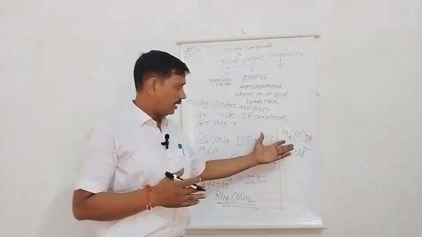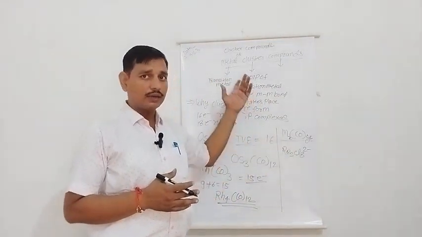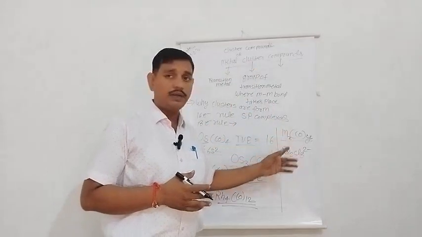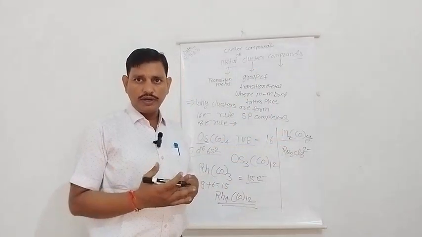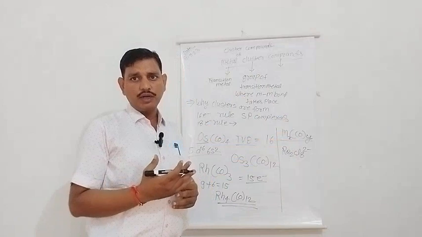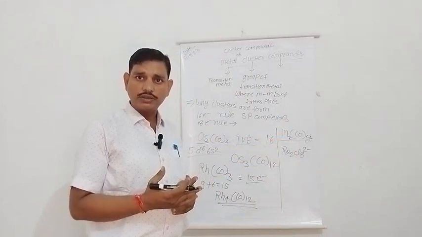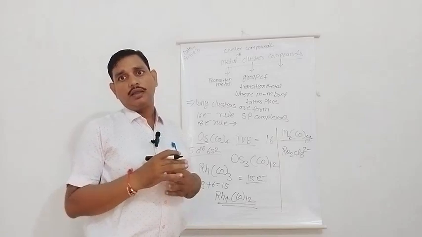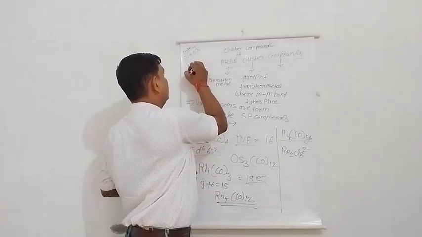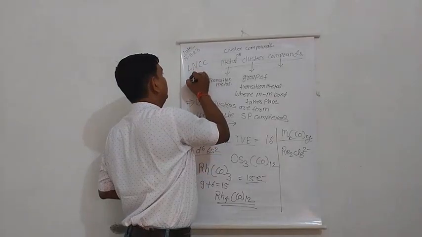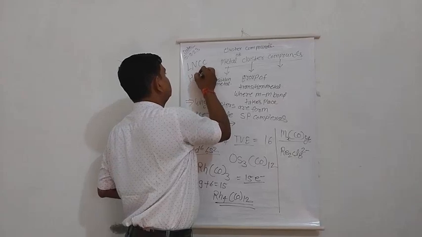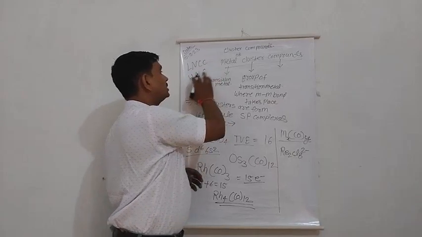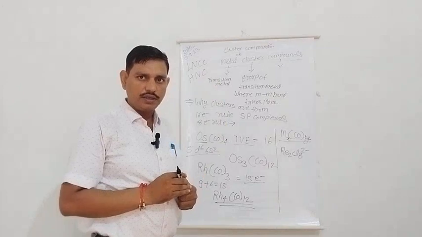And after that, if we consider the metal carbonyl cluster, then metal carbonyl cluster has two types: low nuclearity metal carbonyl cluster and high nuclearity carbonyl cluster, LNCC and HNCC, low nuclearity carbonyl cluster, high nuclearity, and we will discuss them in the next classes.